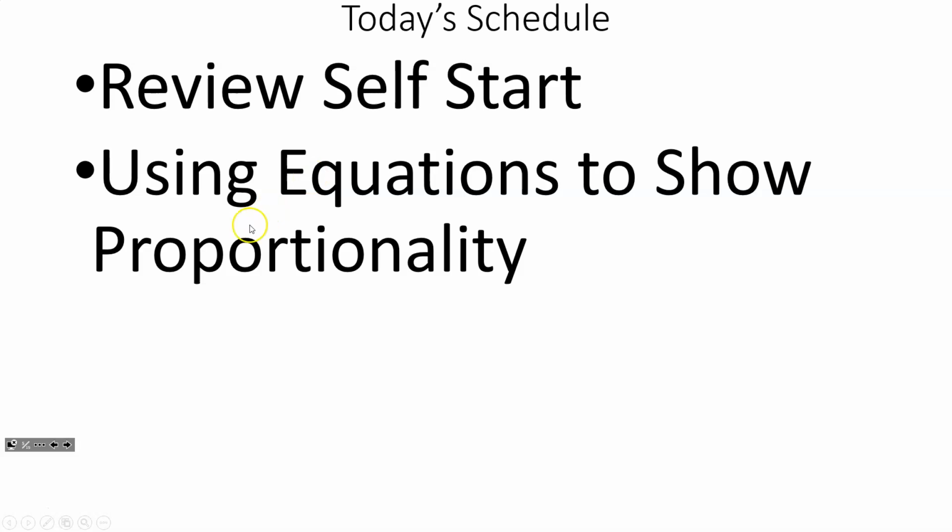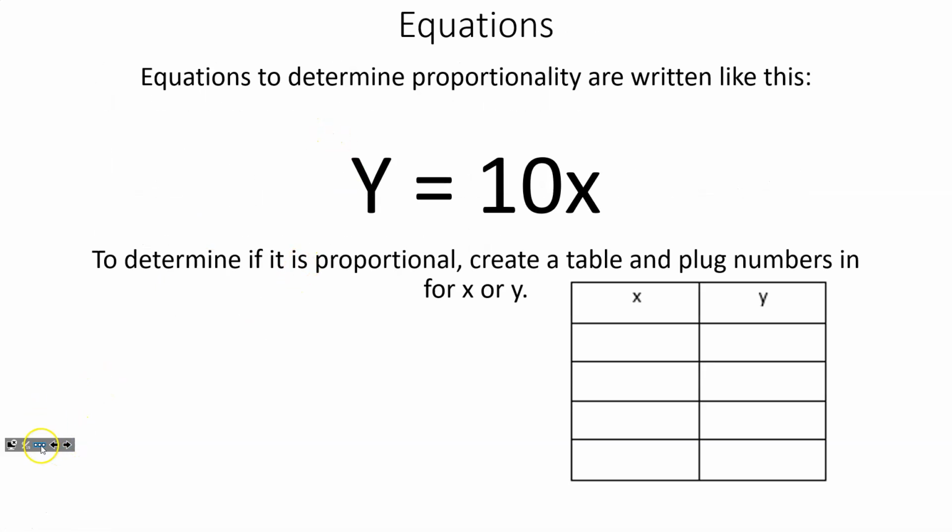For today, we've reviewed the self-start. Today's lesson, we're going to be using equations to show proportionality. So first thing we're going to do is get an equation that looks like this. Y equals 10x. So a proportional equation will be set up like this, where the y will be on one side of the equal sign. You'll have a number right here, and then you'll have your x. That 10 and that x, remember, when there's nothing in between them, is just like multiplying.